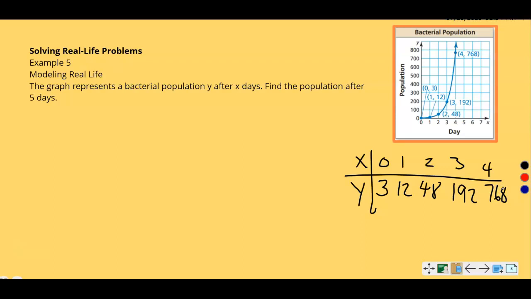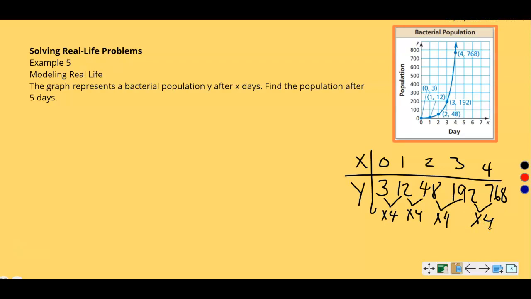All right, so why am I putting that into a table? I'm putting that into a table so that we can look to see what the change is. So we go from 0 to 1. As our x is increased by 1, what happens to our y values? So to get from 3 to 12, we are multiplying by 4. 4 times 12 is 48. 48 times 4 is 192. And 192 times 4 is 768.